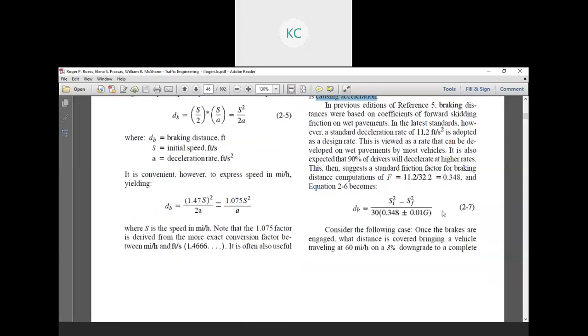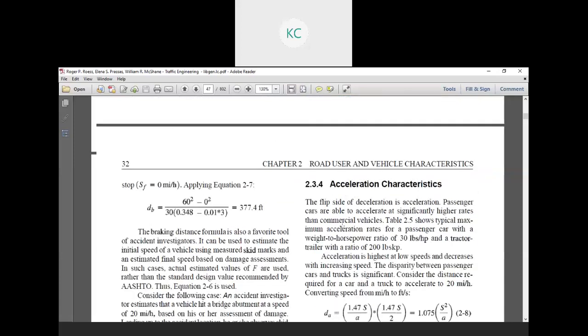For that particular equation, for a holistic equation, the braking distance equation is termed as d is equal to si square minus sf square upon 30 into 0.348 plus or minus 0.01 g.